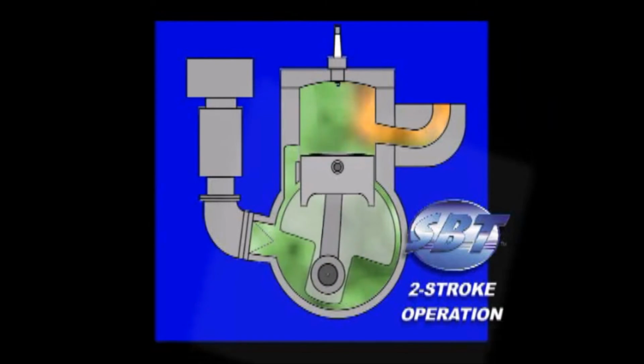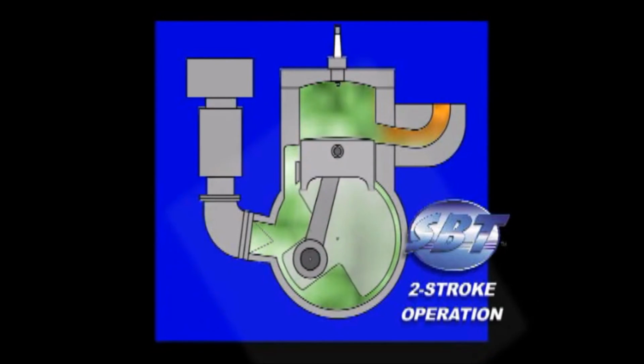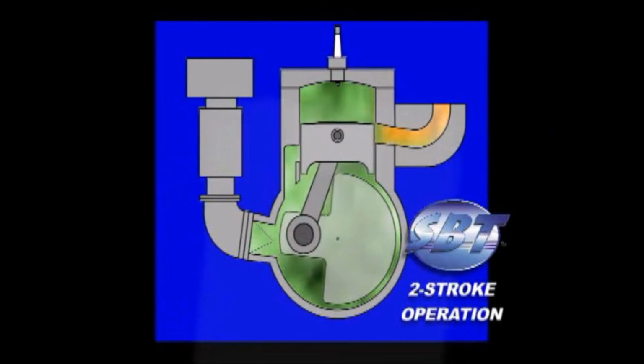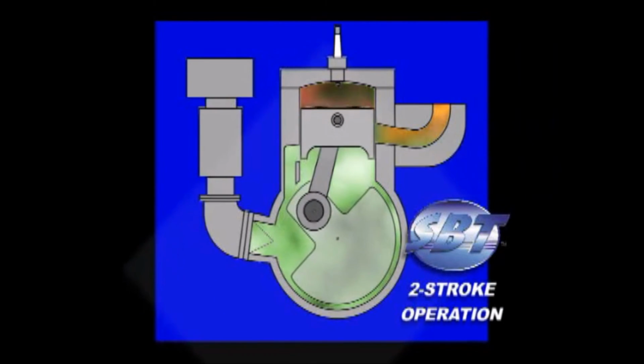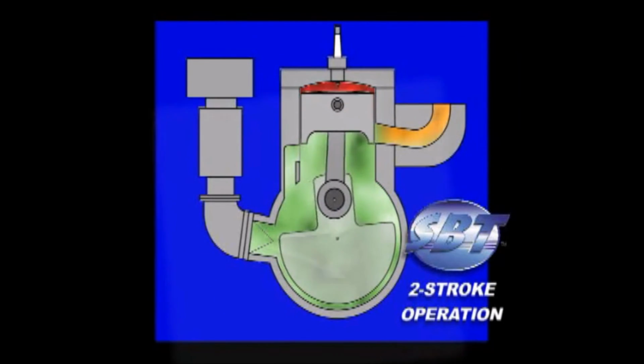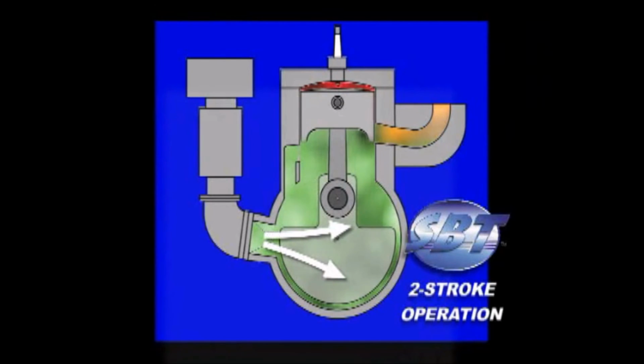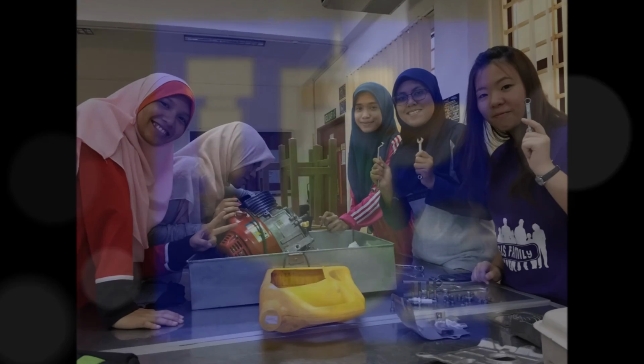Finally, as the crankshaft continues to turn, the piston rises, closing off the intake and exhaust ports and compressing the air-fuel charge inside the cylinder. The rising piston also sucks the next air-fuel charge into the crankcase from the carburetors. The compressed charge is ignited by the spark plug, repeating the cycle.